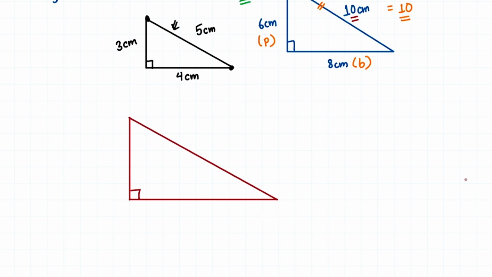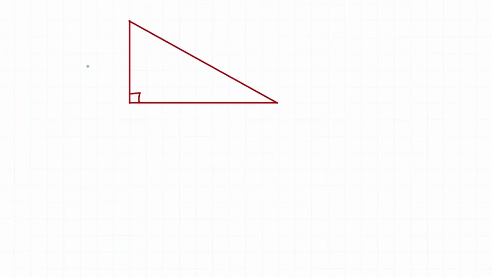So again, we have our right angle triangle. Let's say, again, we know two sides of the triangle. Let's say this is 7 centimeter, and this is 24 centimeter, and we don't know this third side. Now we are going to find the value of this third side by using the Pythagoras theorem.